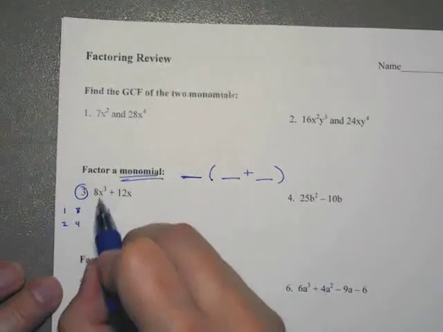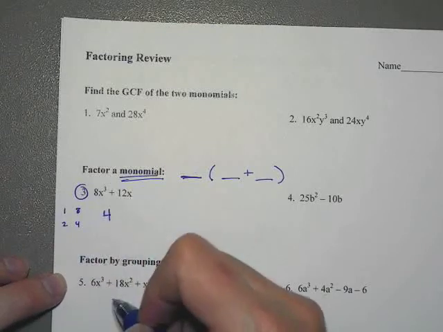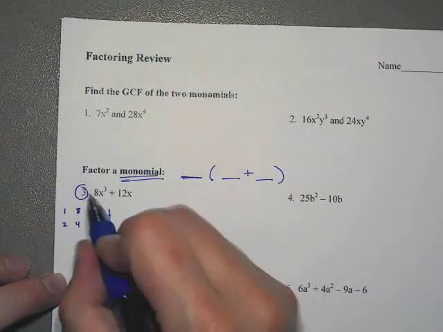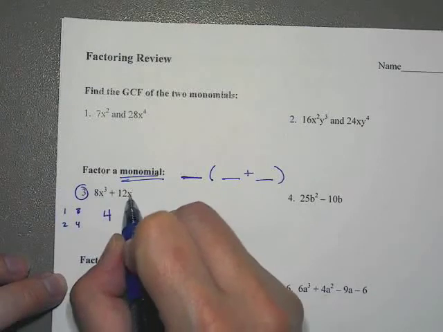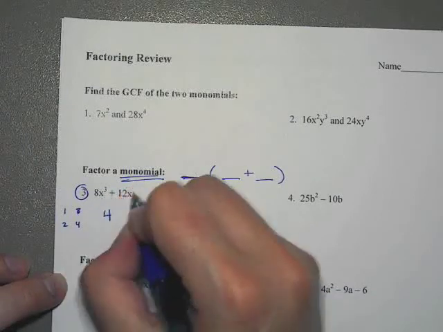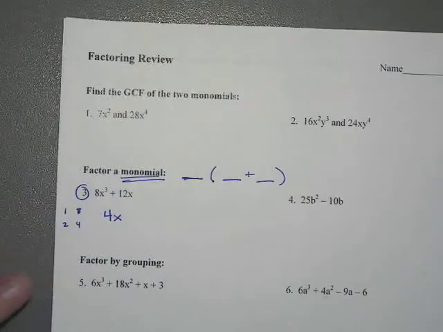Then I have x to the third power and I have x. Since they both have x's, I know I will have x as part of my greatest common factor. The question is, which one of these do I take? I should always pick the one with the smaller exponent. So I have x to the third and x basically to the 1 power, so I should take x to the 1 power. It has the smaller exponent.